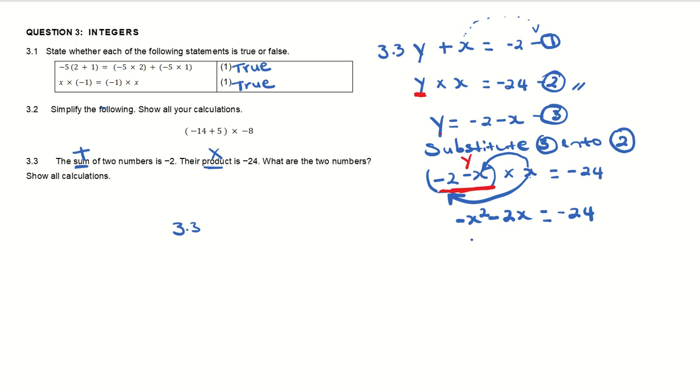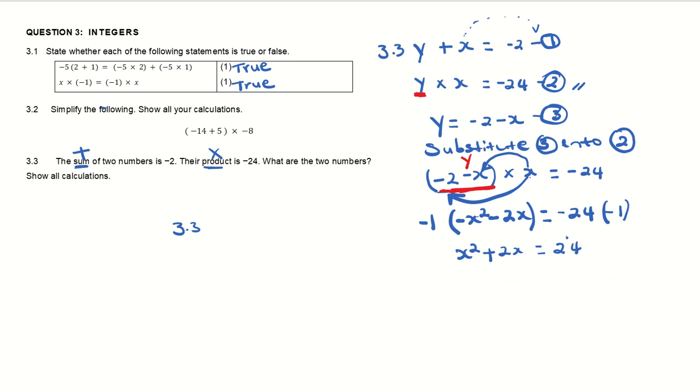We want to be able to factorize. But one thing you're always allowed to do is to multiply both sides by the same number. So I'm allowed to multiply everything on the left hand side by negative 1 and multiply everything on the right hand side by negative 1 also, as long as you multiply both sides by the same number, okay? So this is going to give me x squared plus 2x is equal to 24. All right?